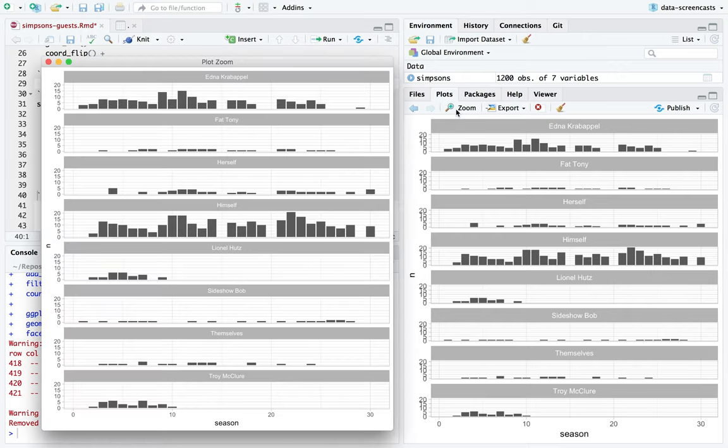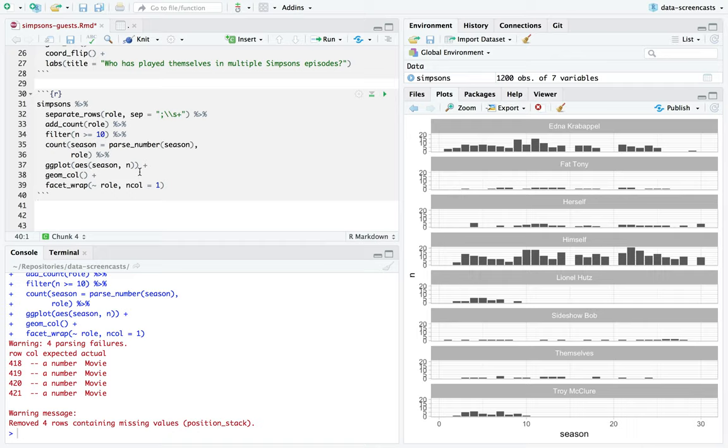So here's how we can see that people playing themselves are pretty common. Himself, herself, themselves, throughout the show's run. The themselves actually looks like a lot of, I guess, the band guests, the guests that are playing themselves, more common in the first half than the second half. Phil Hartman died in, I think it was 1997, so that's why Troy McClure stops appearing. Miss Krabappel and Marshall Wallace died in 2013.